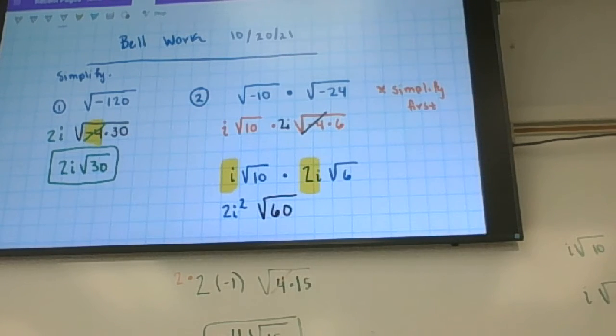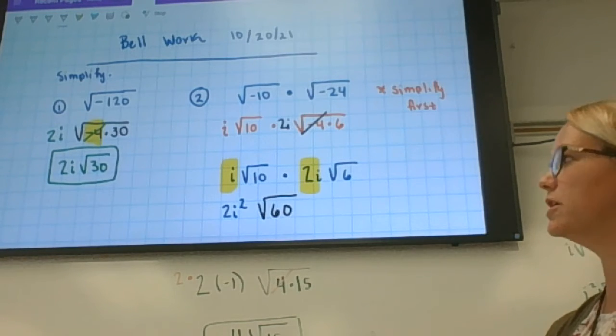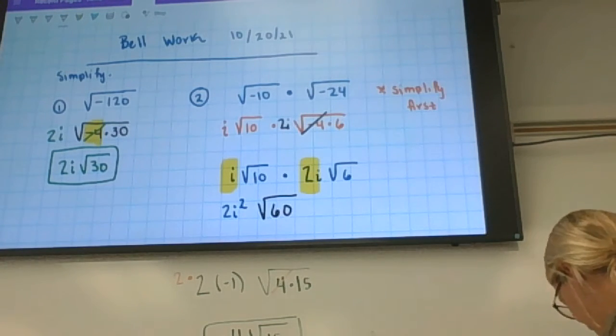i times 24 i squared, 240 times -1, 240. You go. Technically it's fine. Sometimes it's better. Keeping your numbers small is also a good strategy.